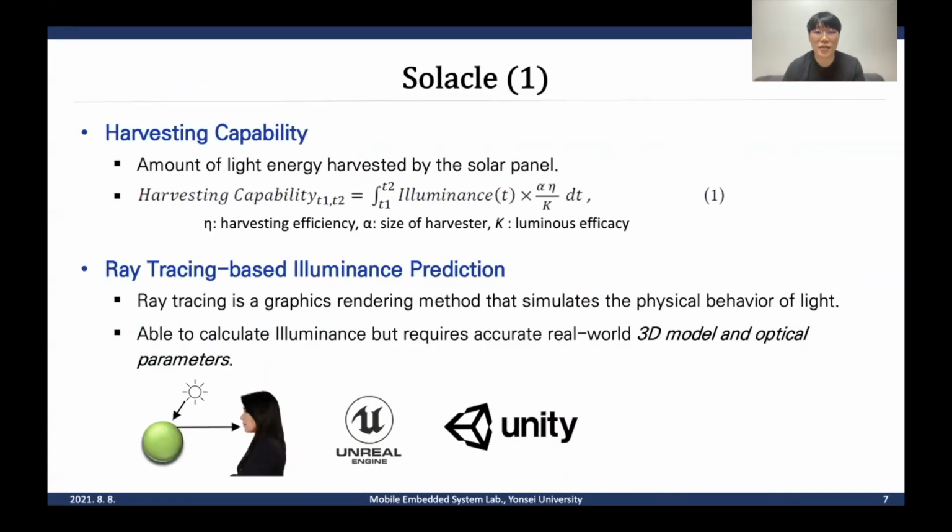We propose Solacle to predict harvesting capability. Harvesting capability is determined by the amount of light reaching the harvester. We thought that it would be possible to predict harvesting using ray tracing, since it computes the physical behavior of light. However, to use ray tracing in a random space, we need a 3D model of the indoor space, and we also need to be able to figure out the physical properties of the space.